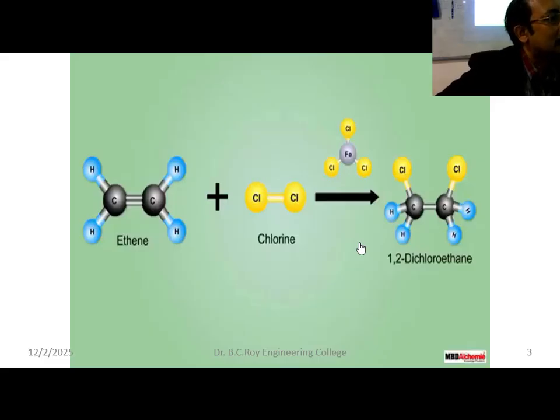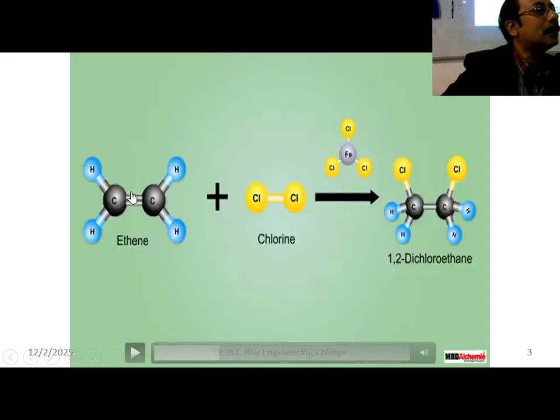This is the suggestion. If you give some better logic, it is acceptable. Why is Cl plus added first? Because Cl minus will be repelled back. Cl minus is negative, and because of the double bond, there is high electron density. So Cl minus cannot approach there. So Cl plus must be approaching.